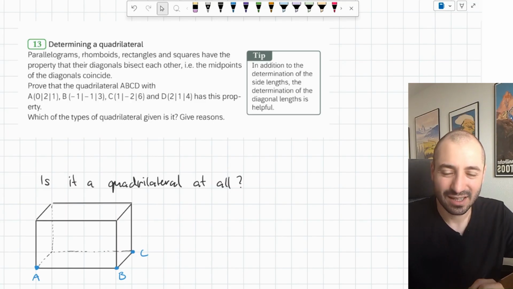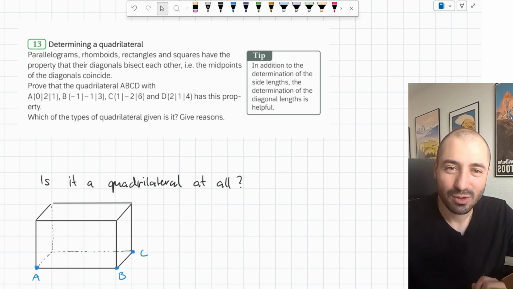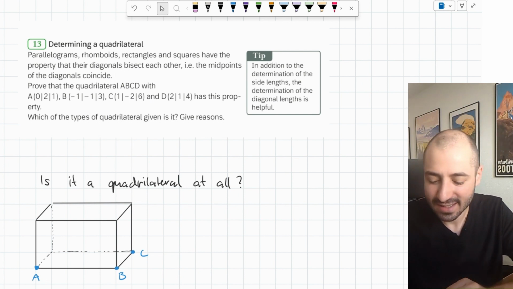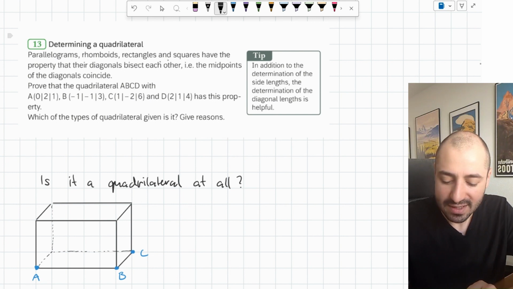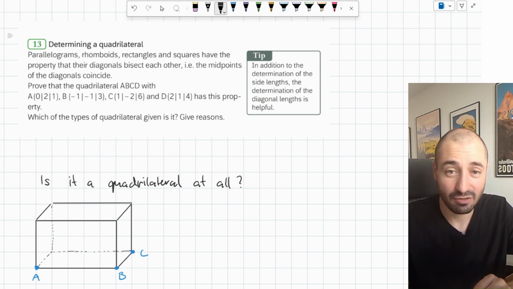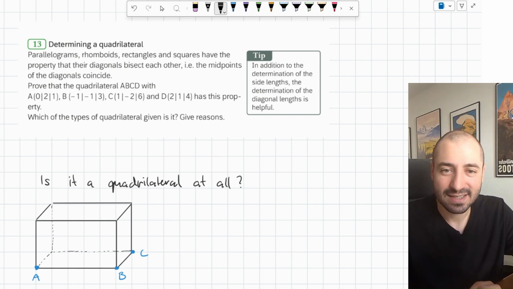Now that we talked about some common misconceptions, let's have a look at this specific exercise here. The exercise says, parallelograms, rhomboids, rectangles, and squares have the property that their diagonals bisect each other. In other words, the midpoints of the diagonals coincide. Prove that the quadrilateral ABCD has this property. Which of the types of quadrilateral given is it? Give reasons. So we need to determine the type of quadrilateral, and in this exercise, we are already given a hint how we can approach this type of exercise.